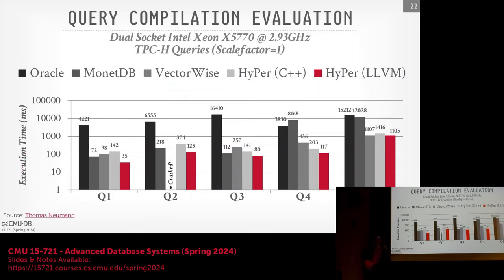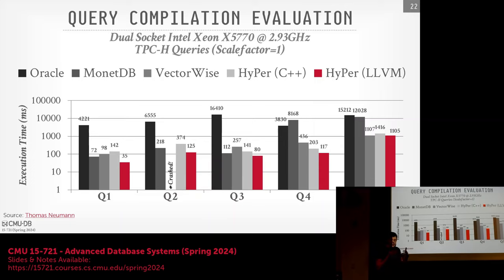So he's going to compare against the initial version of Hyper that he wrote, the C++ code generation, that was like the Haiku approach. And then he had his LLVM-based approach. But he's also going to compare against Vectorwise, MonetDB, and Hyper. Again, this is what, 2011, 2010? So these were state-of-the-art OLAP systems at the time.